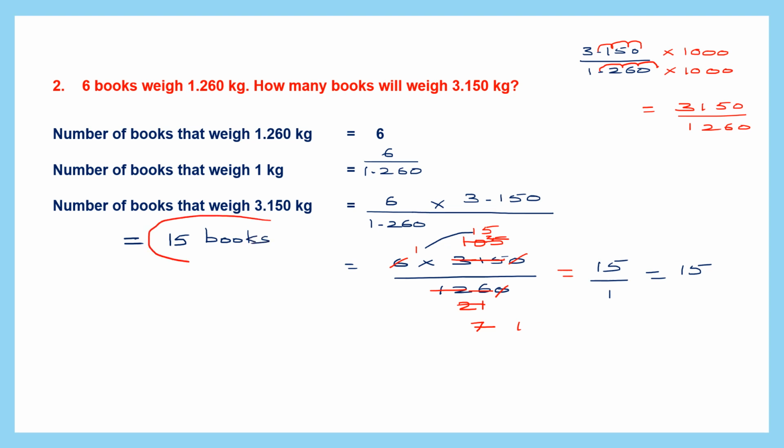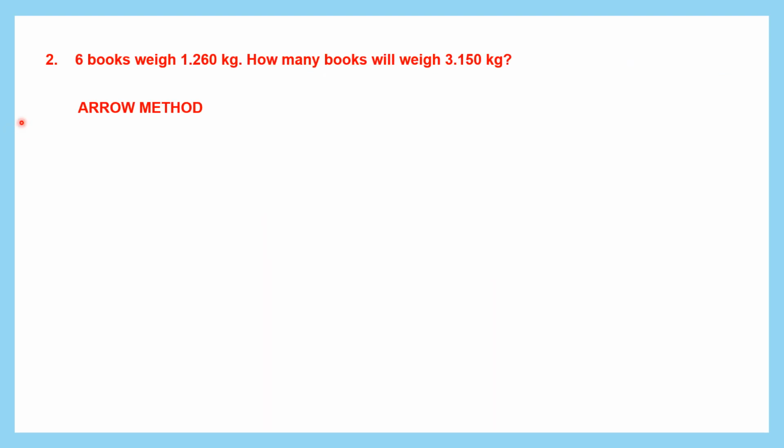So this is our statement method, okay, where we first wrote number of books that weigh 1.260 kg, the number of books that weigh 1 kg, and then we could find the weight of more. Let's do the same thing in the arrow method. So we are doing the same question in the arrow method. So what do we have to find out here?